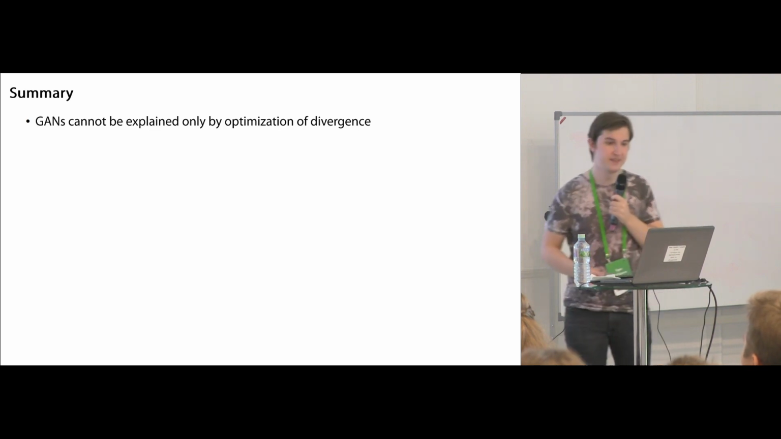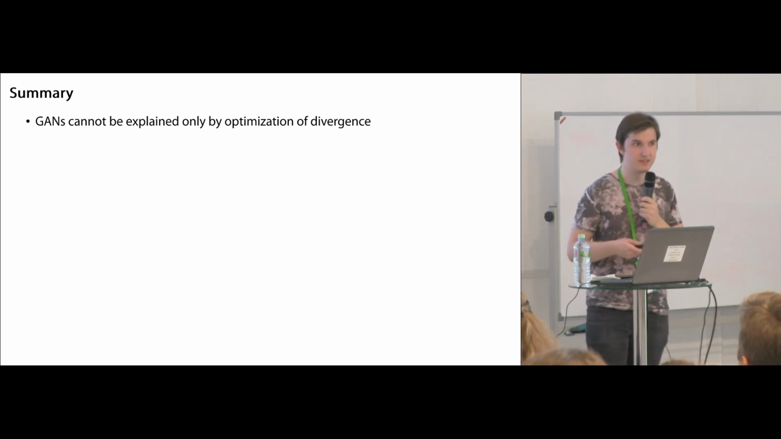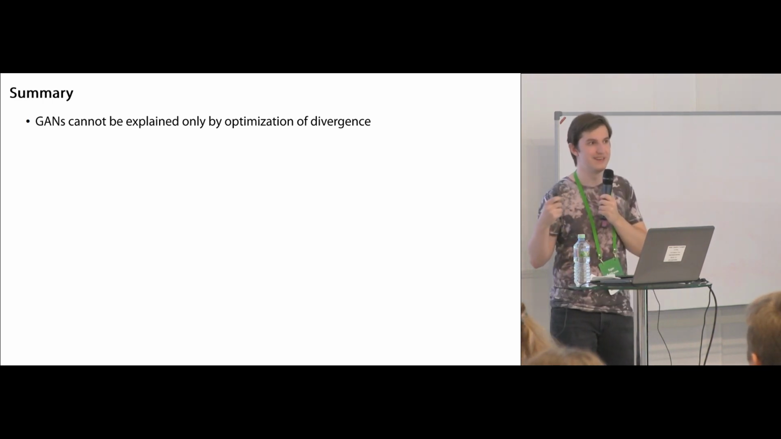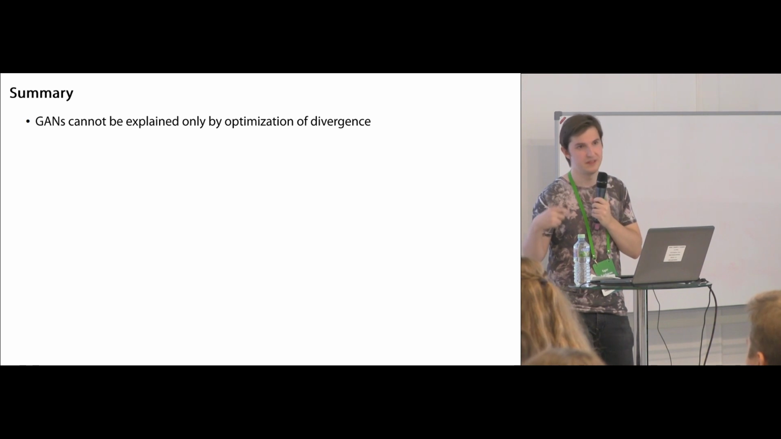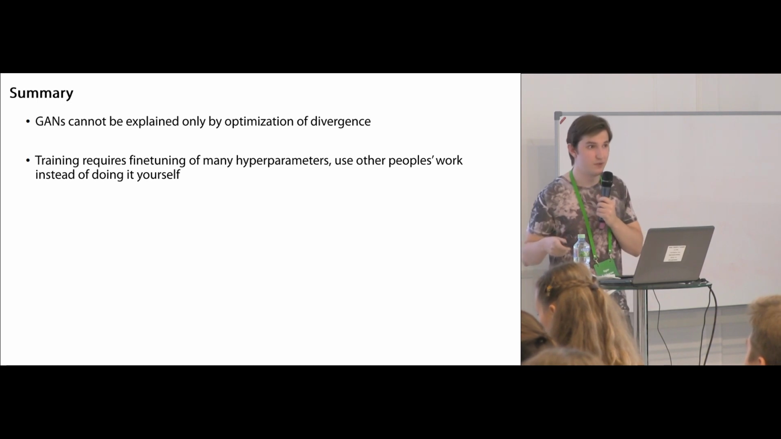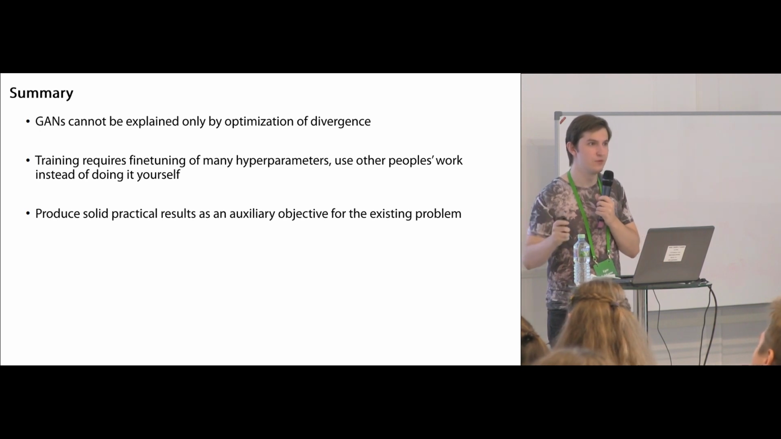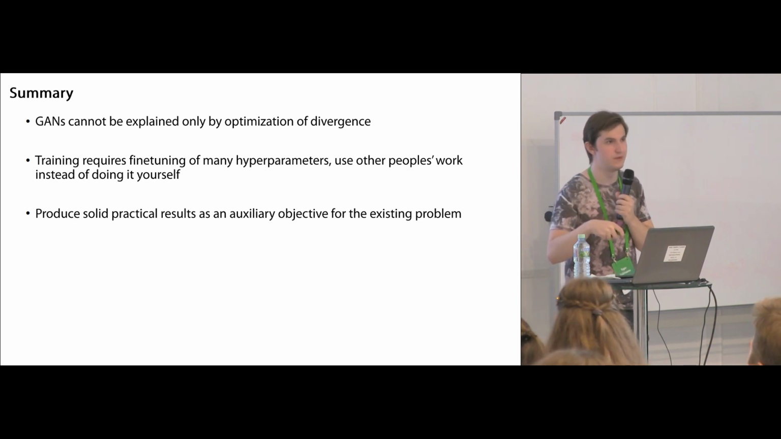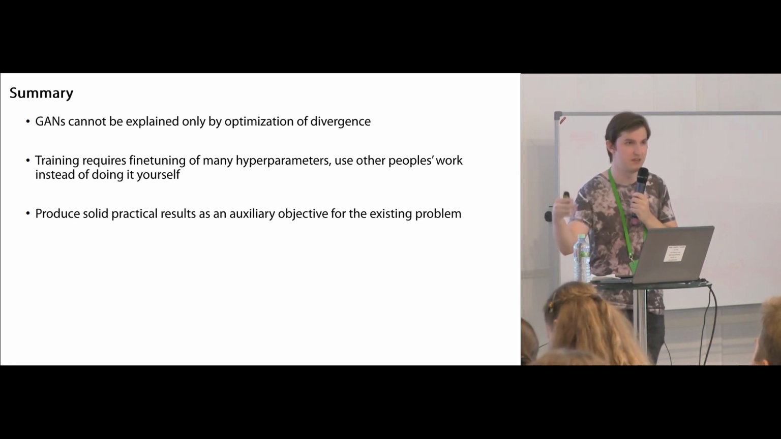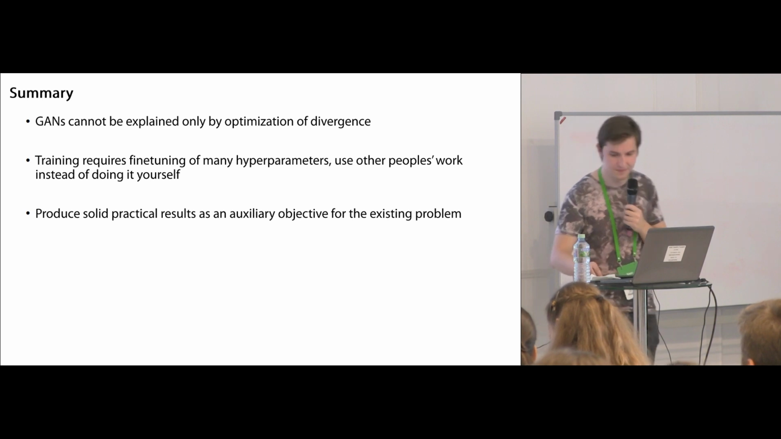All right, to summarize, what I would like you to carry with you after my talk is that GANs cannot be explained only by divergences. As we saw, we don't really get this divergence in practice. It may serve as a good explanation in theory, but in practice it's not. Training requires a lot of hyperparameters. Use git clone, and if you want really good quality practical results with GANs, just use some supervision. Use a supervised objective and add a GAN to that, if that makes sense. And then you will get better results. So that's the end of my talk. Thank you.